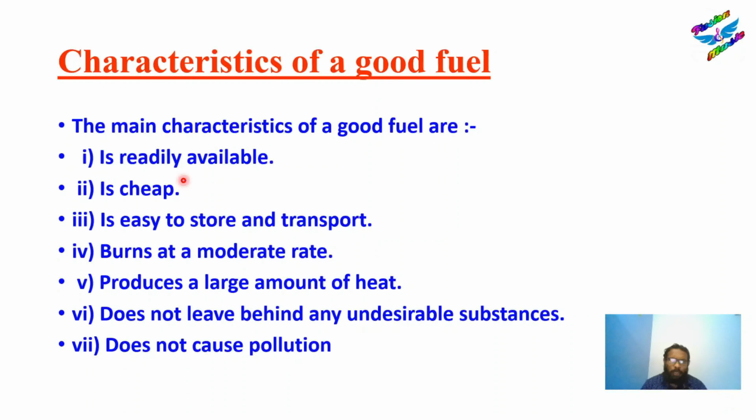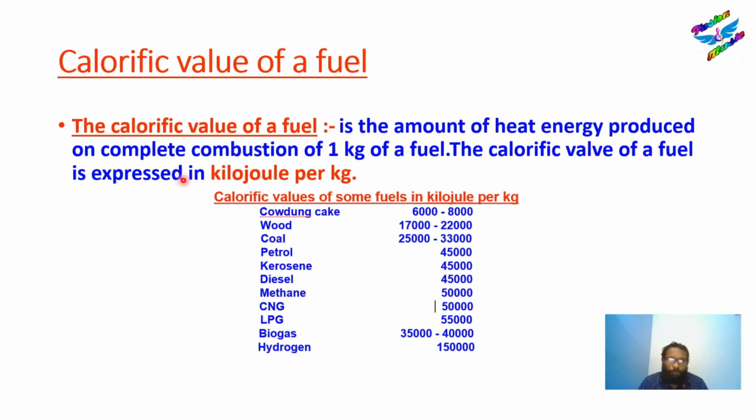The fourth one is that it burns at a moderate rate. It should not burn in a vigorous manner, or at a very slow rate. The burning rate should be moderate. And the fifth one is producing a large amount of heat. Among solid, liquid, and gases, all three produce a large amount of heat. Since heat is a necessary thing for combustion, the ultimate output is heat. These are some basic characteristics of good fuels.